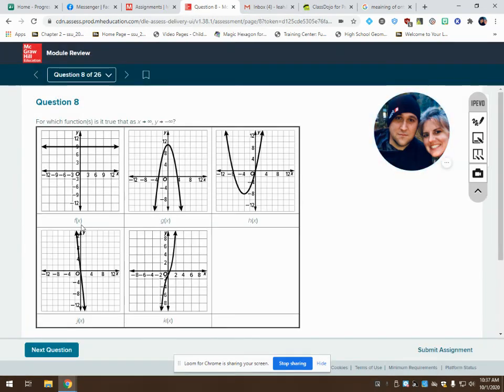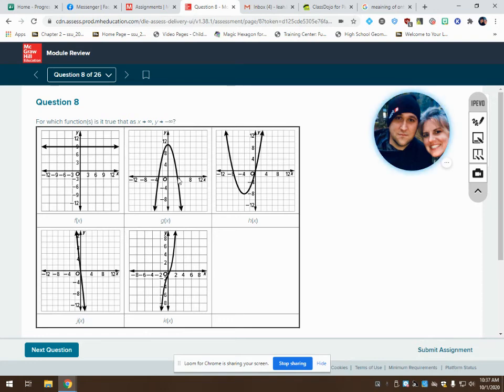Question number 8. For which function is it true that as x is getting bigger and bigger and bigger, y is getting smaller and smaller and smaller? That's what this positive infinity means and negative infinity. As x is getting bigger and bigger and bigger, y is getting smaller.